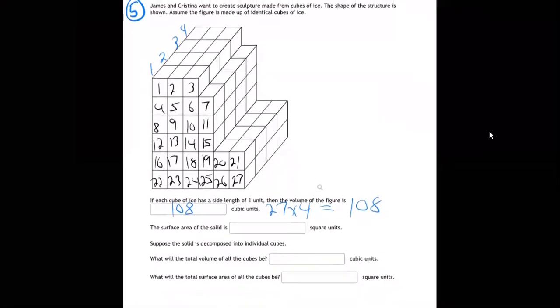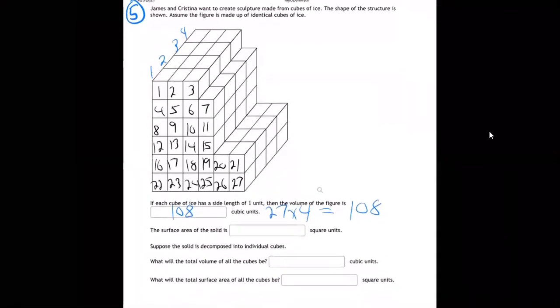Now, the next question is they want us to come up with the surface area. Remember what surface area is? That's all the surfaces. Like if you wanted to paint the thing, you want to paint every surface, right? How many little squares would you have to paint? How many squares on the surface? Well, let's break it into sides. There are actually 6 sides: the front and the back, the right and the left, the top and the bottom.